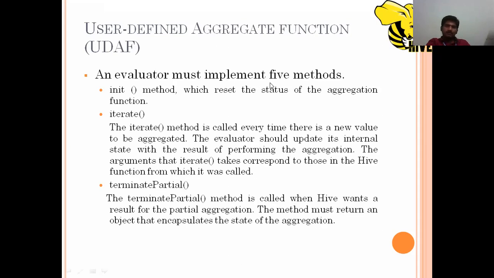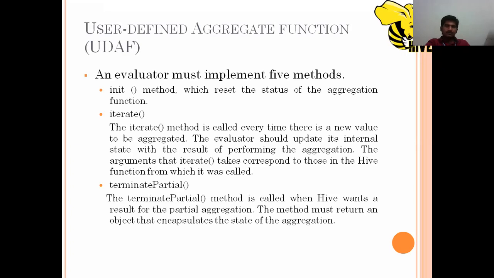An evaluator must implement five methods. We already know init, a method which resets the state of the aggregation function. Then another one is iterate. The iterate method is called every time there is a new value to be aggregated. The evaluator should update its internal state with the result of performing the aggregation.